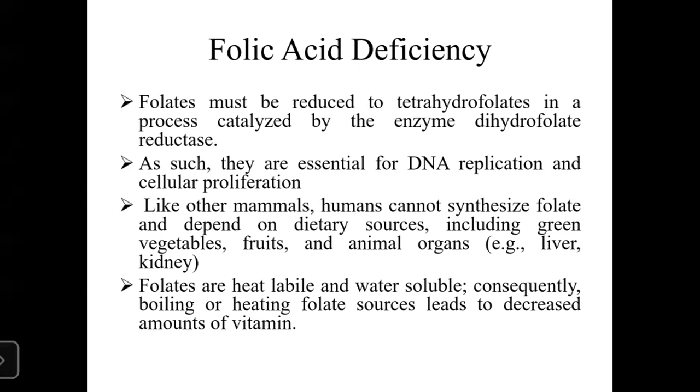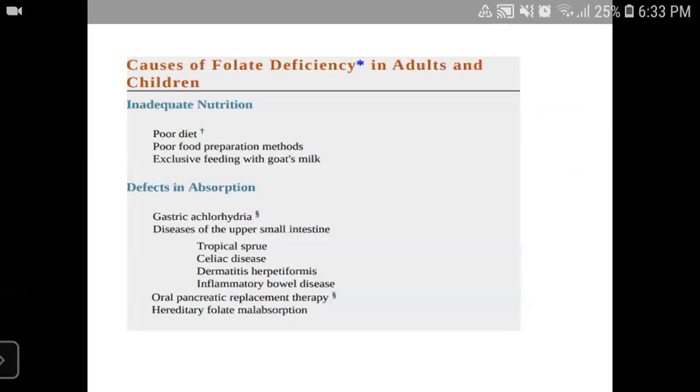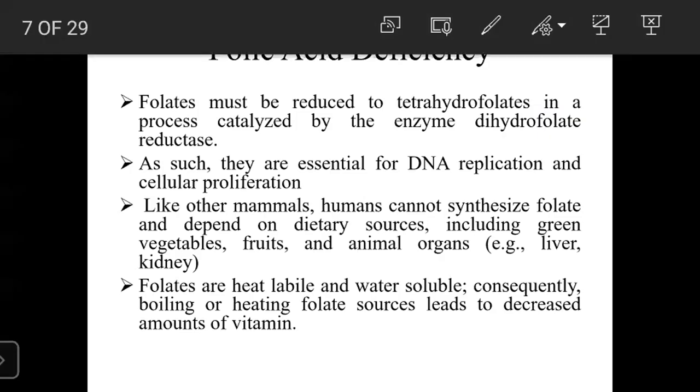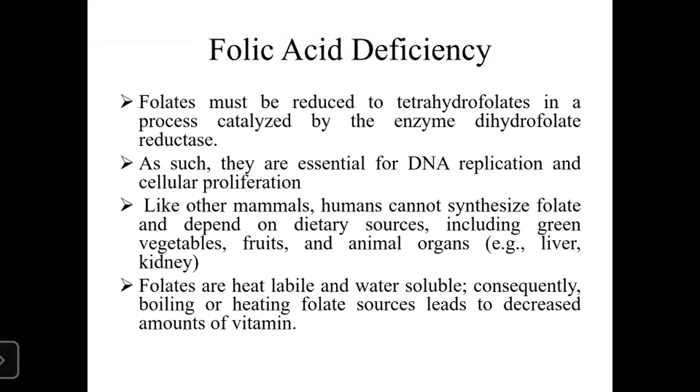So that's why we keep methotrexate during which disease conditions: ulcerative colitis, Crohn's disease, and DMARDs, so rheumatoid arthritis, juvenile idiopathic arthritis, or even in cancers, leukemia. So we have to give folate if we give patients methotrexate. As such, they're essential for DNA replication and cellular proliferation.